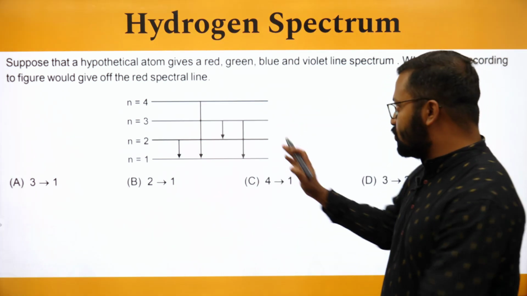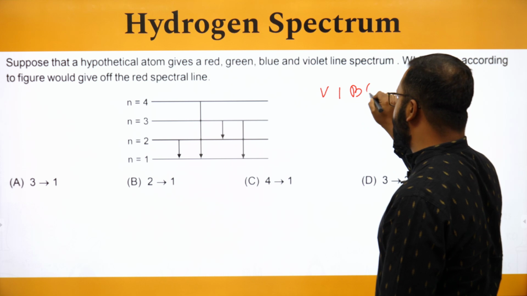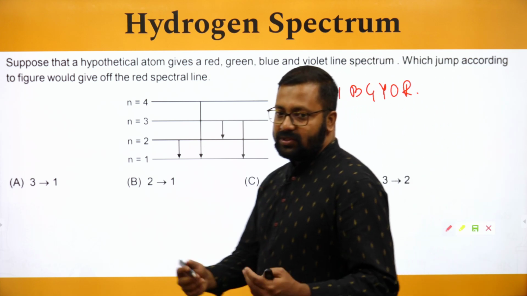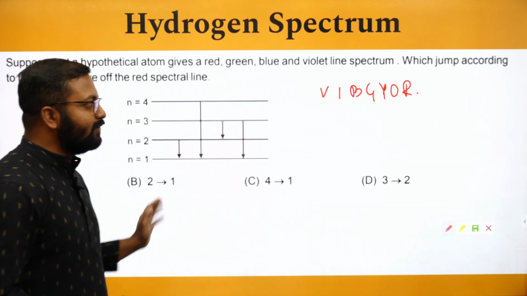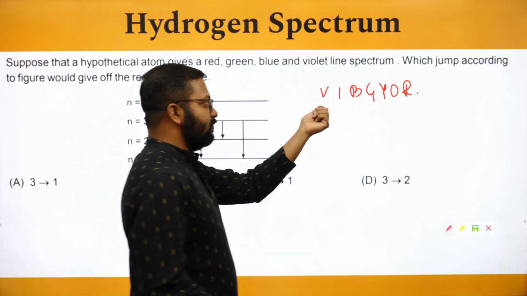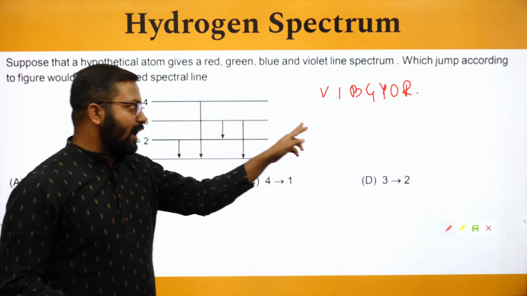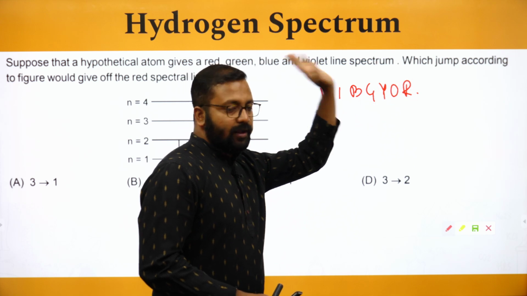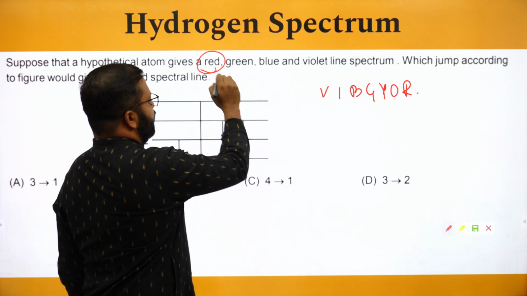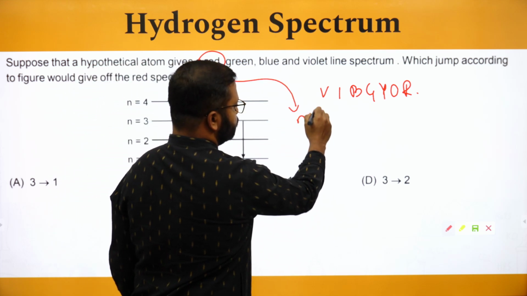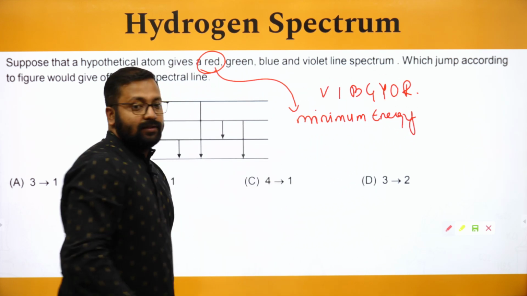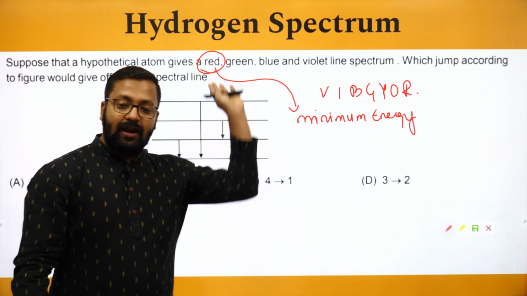Now remember, guys, how to solve the question. We know that V, I, B, G, Y, O, R. Red spectral line, how would we identify? These are the various wavelengths which are arranged in this manner. V represents violet, indigo, blue, green, yellow, orange, red. So red means minimum energy, violet is maximum energy, red is minimum energy.